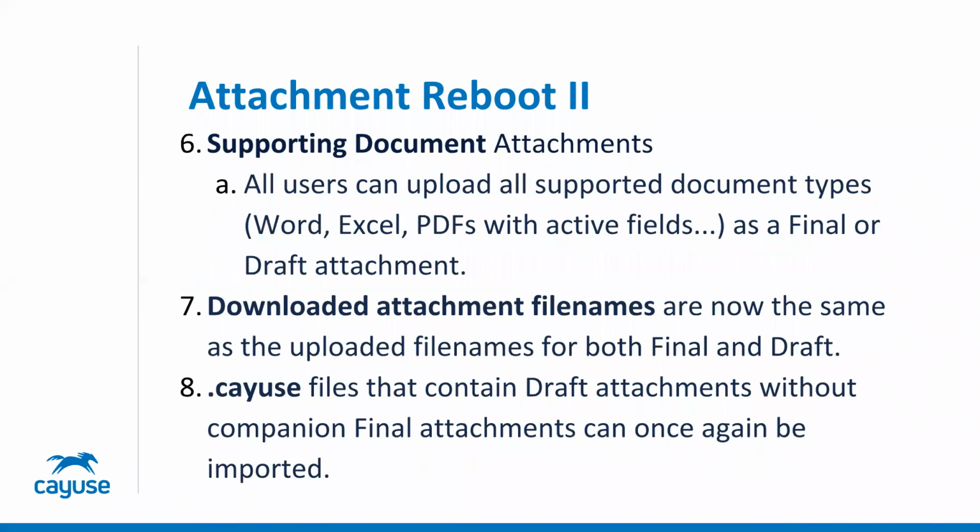Next, on the supporting document attachments page, now all users can upload all supported document types: Word, Excel, PDF with active fields, basically any attachment that a super user could put somewhere within Cayuse 424. Now all users can put them within the supporting documents page as both a final or a draft attachment. What we've basically done is taken off unnecessary guardrails from this page because the supporting documents page is not ever submitted to a sponsor. It's just used for internal purposes.